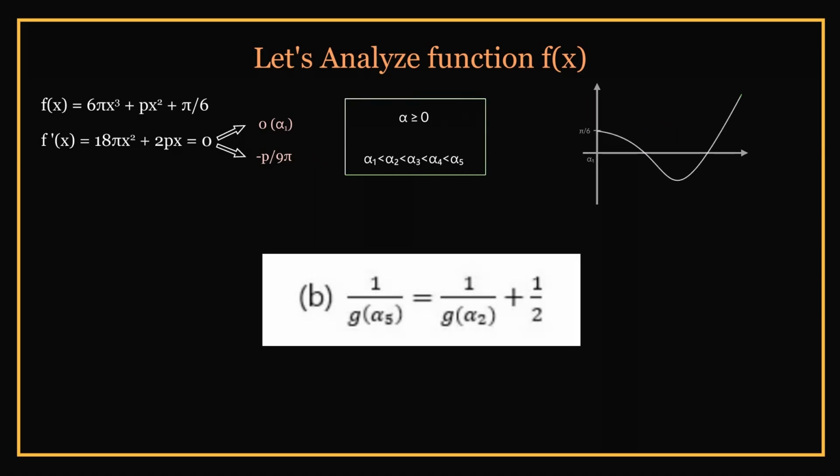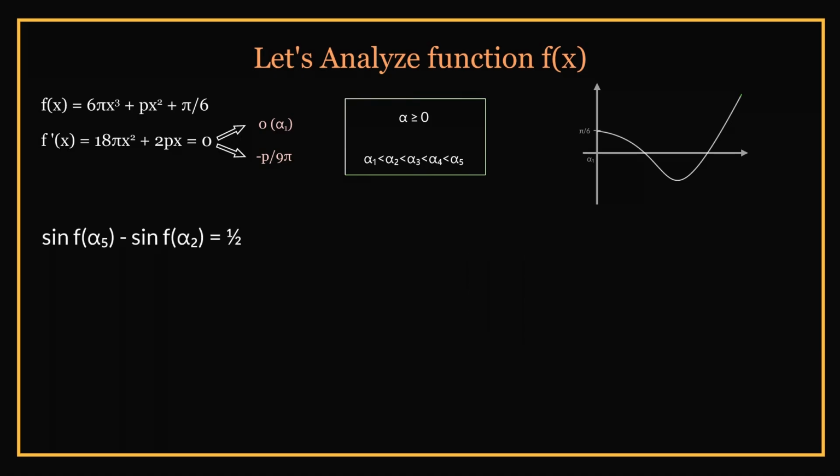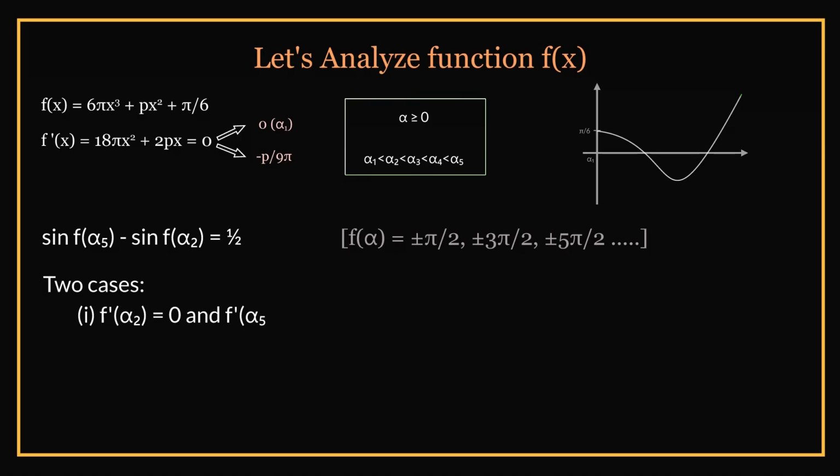Coming to the second part of the question, solving and simplifying, we get this equation. Now, our job is to find the value of f(alpha 5) and f(alpha 2) so it satisfies the equation. f(alpha) can be any of these values. That must mean that the critical point, minus p by 9 pi, can either be alpha 2 or alpha 5. Now, this gives rise to 2 cases. Either alpha 2 is the critical point, or alpha 5 is the critical point.